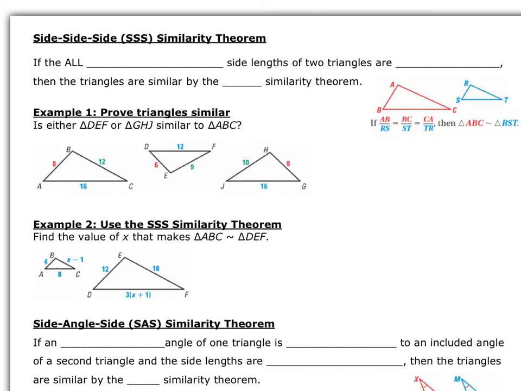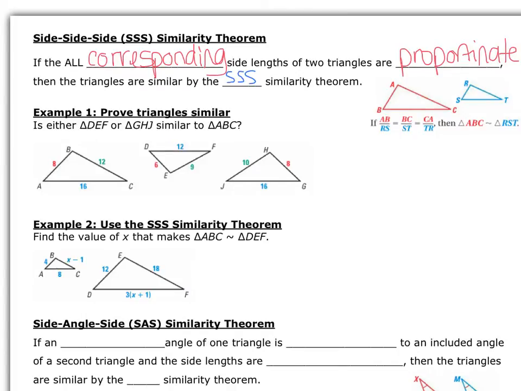All right, slide 3. Now, the next one we have is a side-side-side similarity. So if all the corresponding side lengths of two triangles are proportionate, then the triangles are going to be similar by the side-side-side similarity theorem.